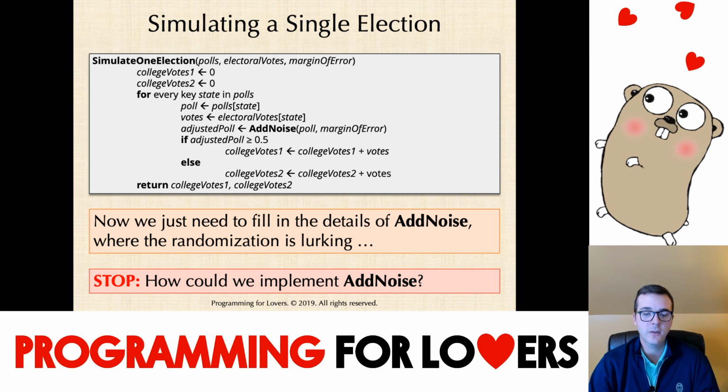The randomization is lurking in there, but what's an appropriate way for us to add the noise into that poll? I need to somehow take the current polling value as well as the margin of error and allow it to have some bounce in it. I'll pause that just very briefly to allow you to think about it for a second.